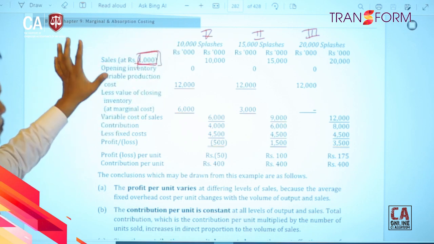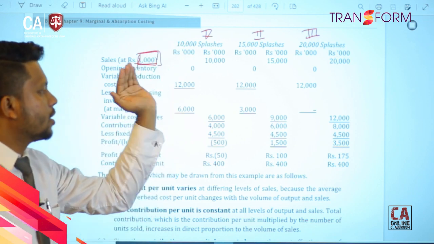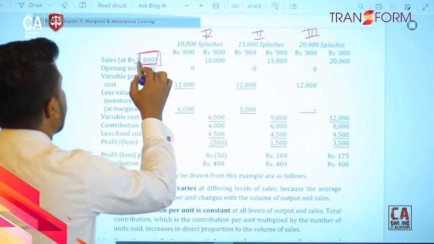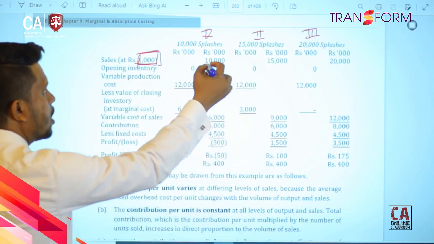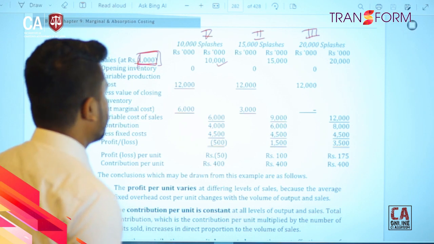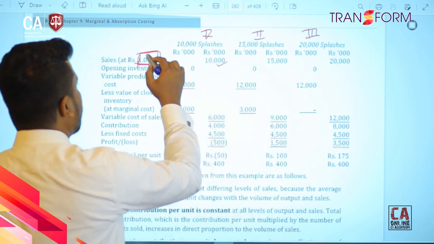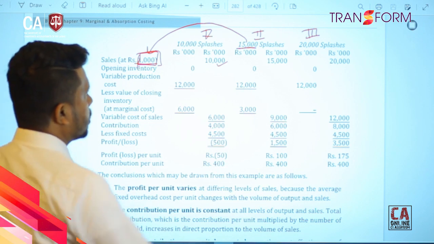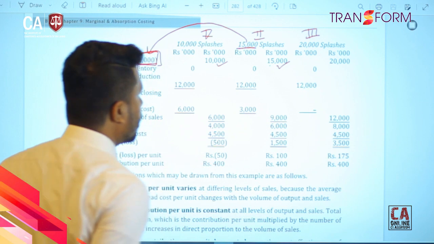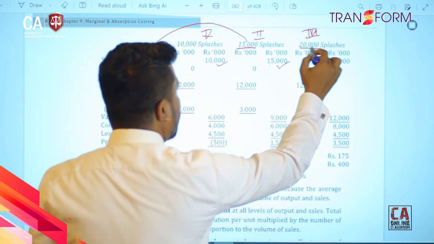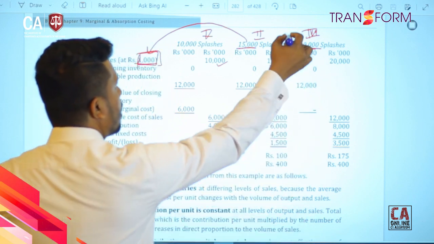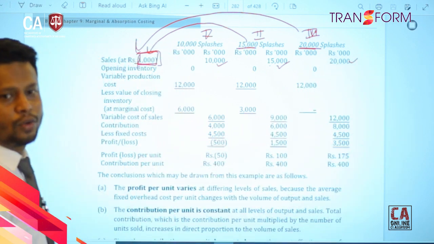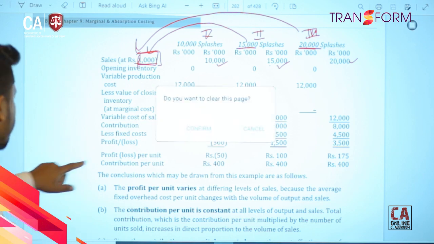Yes, you can take the selling price per unit and multiply it by the number you are going to sell. The first time you are going to sell 10,000 units at the selling price of 1000. Yes, you have 10 million revenue. In the second stage, you are going to sell 15,000 units at 1000 rupees. So again you have 15 million. In the third stage you are going to sell 20,000 units. The selling price is the same, 1000. Again you have 20 million worth of revenue. Is it clear? This is very simple.